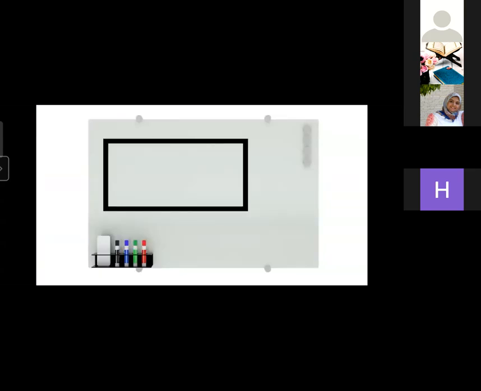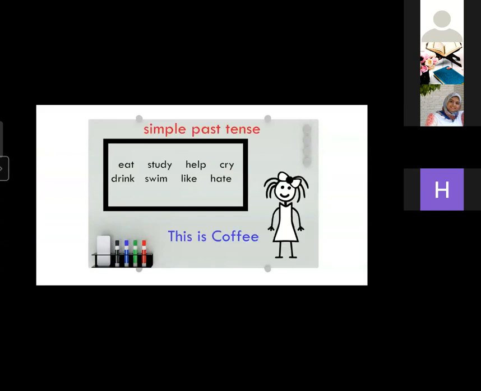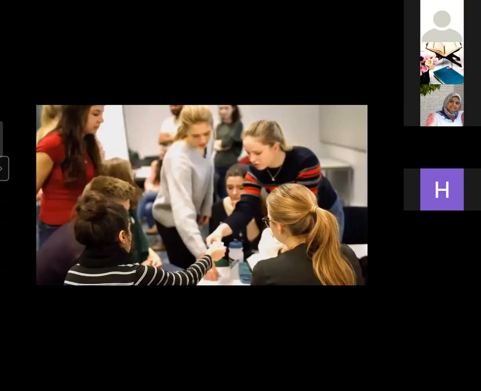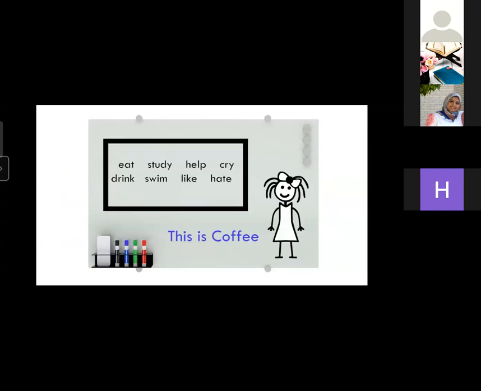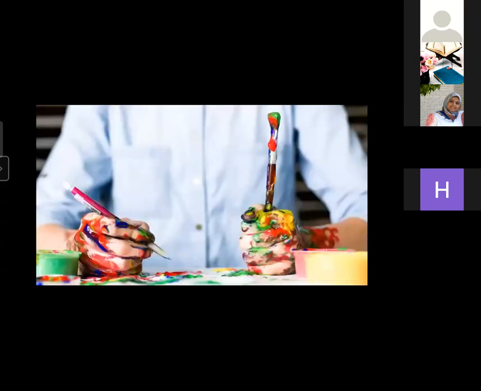So on the board, we've got the 8 verbs. Our grammar lesson was about the simple past tense. And we have Miss Coffee. I divide the students into groups and ask them to create a short story about Miss Coffee using all of the verbs on the board. And it should be in the past tense or the tense you're currently teaching. I like activities where students can get creative, like this one.